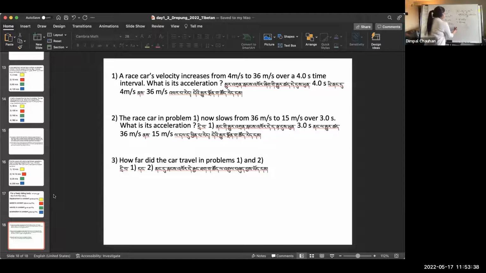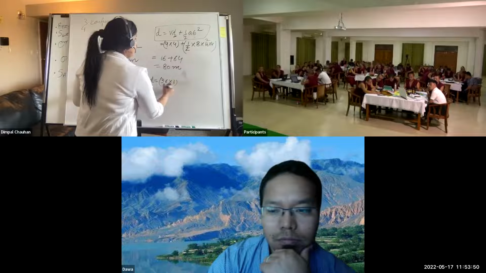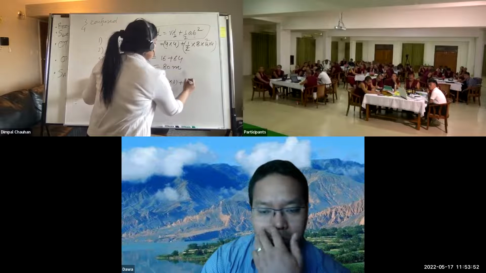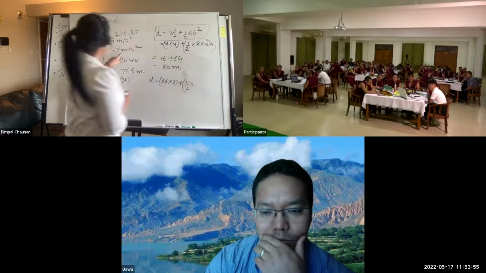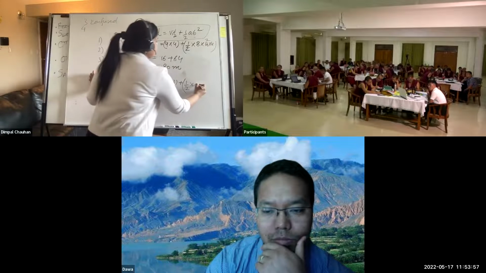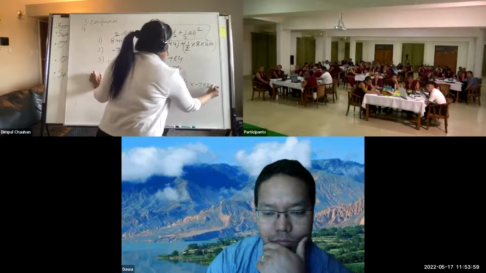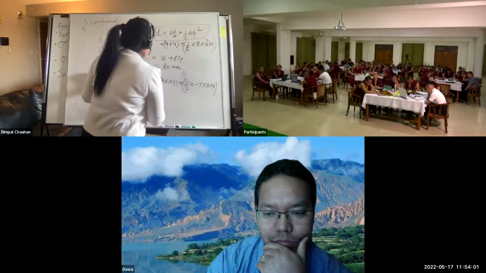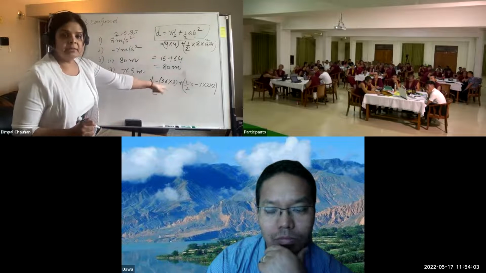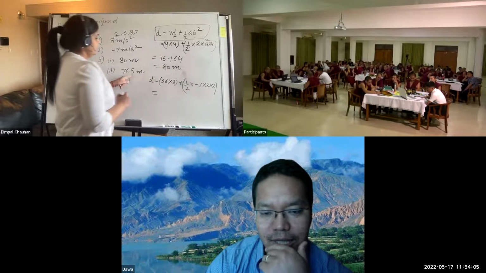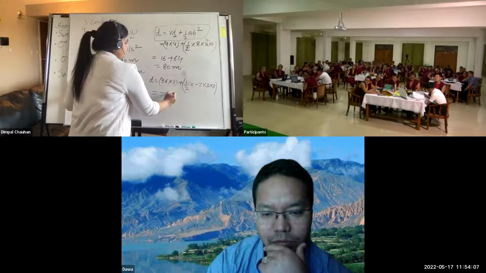Yeah, so now D equals, for the second part, what was the initial velocity? 36. Time was 3 seconds. Acceleration was -7 multiplied by T square. If you do the math here, you will get 76.5.